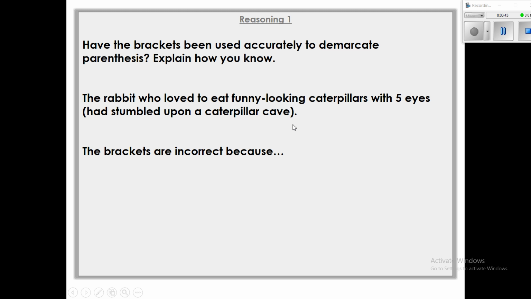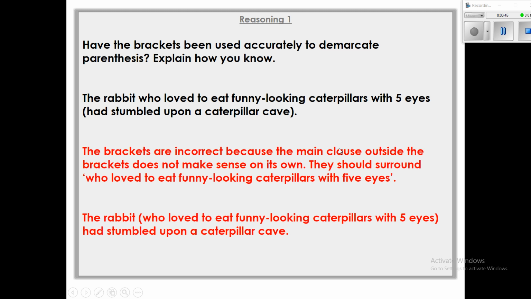Okay, so the brackets are actually incorrect, and this is because the main clause outside the brackets does not make sense on its own. So this would be the main clause: the rabbit who loves to eat funny looking caterpillars with 5 eyes. Okay, that's what it says is the main clause. But of course that doesn't make sense on its own, so it's not the main clause. The bracket should surround who love to eat funny looking caterpillars with 5 eyes.